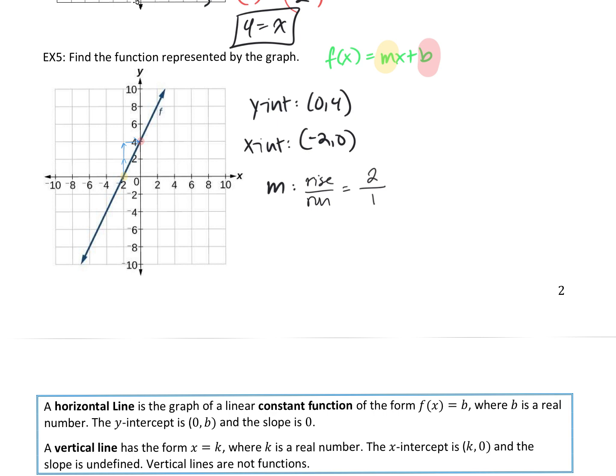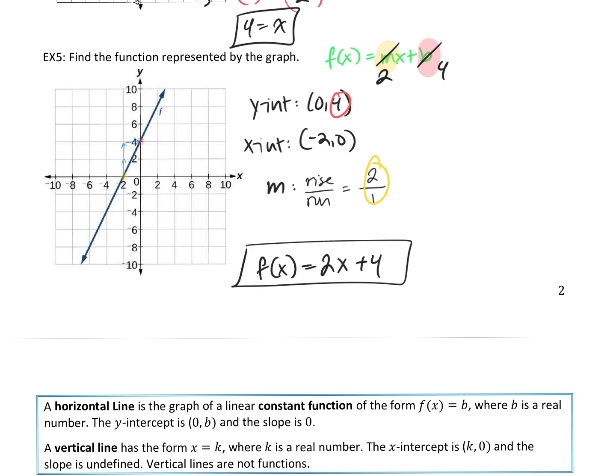So the equation of my line is going to be f of x equals, we'll replace m with 2 and b with 4. Because that's that there, and this is that. And then we have f of x equals 2x plus 4. And there we have the function represented by our graph.